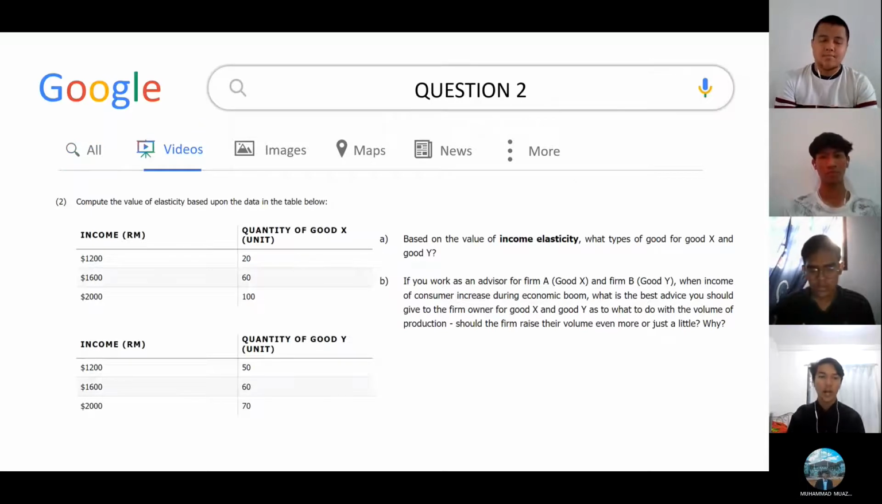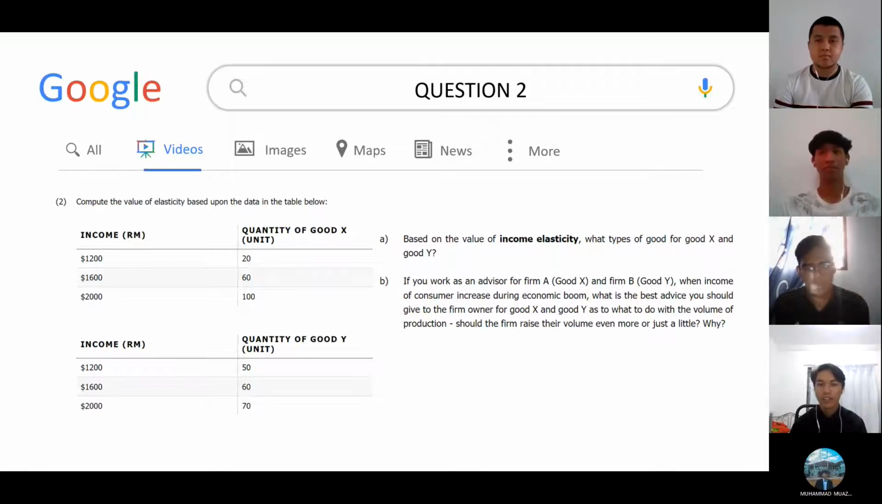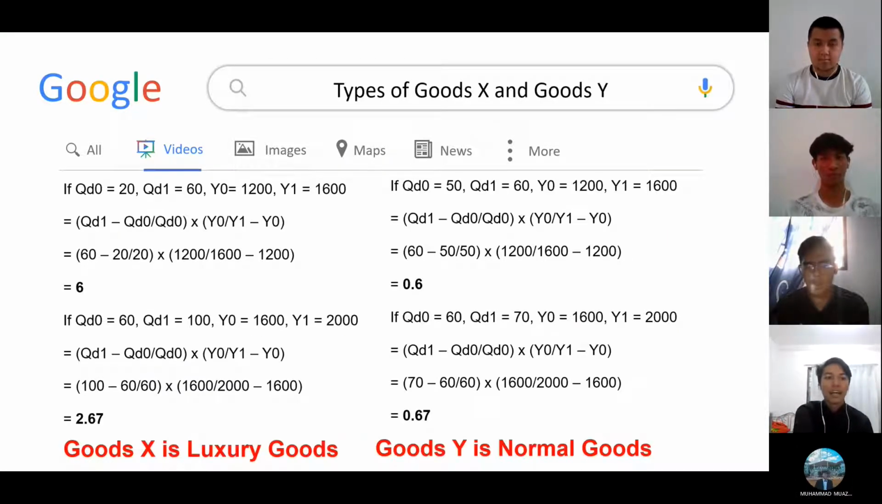Okay, so for question 2, I will be explaining this. First, let us look at the question. They give a table about income and quantity. In the question, we have to find what type of good X is and what type of good Y is. For the second question, they ask us to give advice to firm A, which sells good X, and firm B, which sells good Y: when income increases, what should they do with their quantity?